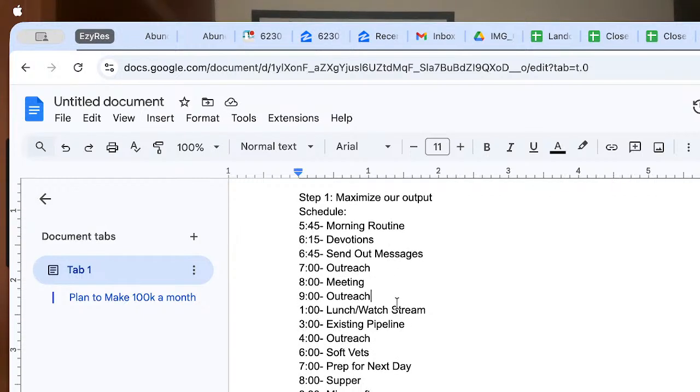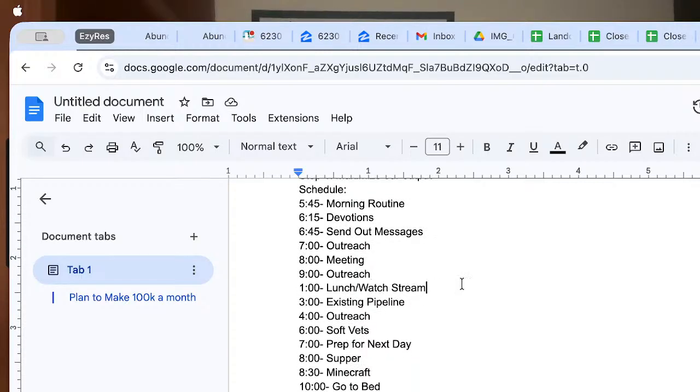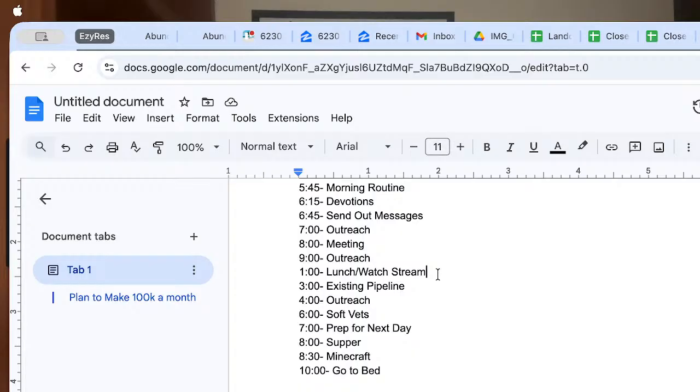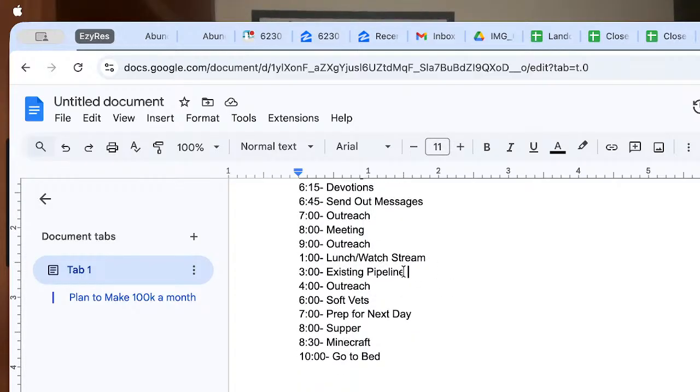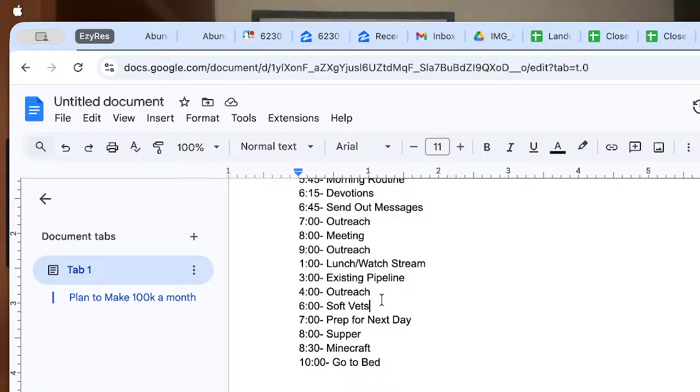Now I'd start my stream again for outreach. We would go until 1. Then we would take lunch and watch Emmy AFK stream just as a break. Then at 3, we would go to our existing pipeline for an hour. That's going to be re-offers, stuff like that, hot offers. And then go back to outreach for another 2 hours. Soft vets, because we can call those later. Those are listed properties that I can find and then offer on for an hour. Then an hour of prep work, prepping my CRM, getting stuff ready to go. And then I'd have supper, so I'd end the stream there and then start a Minecraft stream for an hour and a half, just playing hardcore.